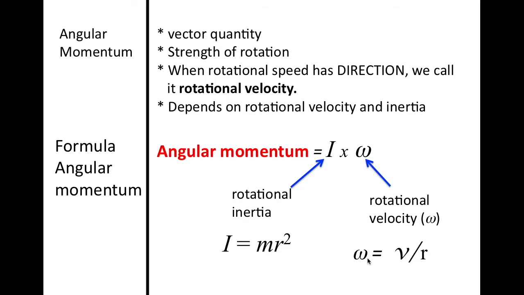Now, let's plug this in to here. So we have I equals mr squared, and then we have times omega, which is velocity over radius. The radius, or the radii, are going to cancel, leaving us with one radius, and that is going to give us a grand total for angular momentum equal to mvr, mass times velocity times radius. And this is, again, how strong the rotation is of the object.